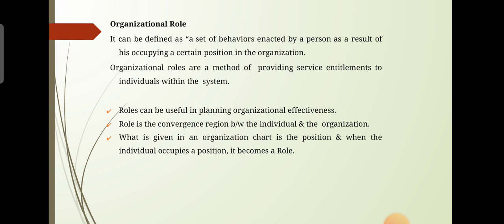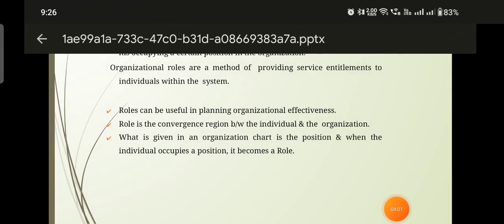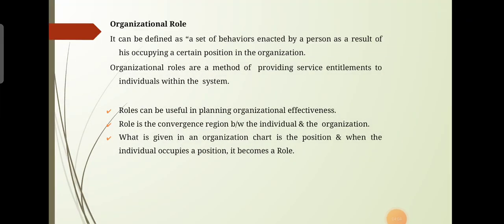Organizational role can be defined as a set of behaviors enacted by a person as a result of his occupying a certain position in the organization. It may be based on the position you occupy. Like if you occupy the position of manager, you are going to play that role. If you are occupying the position of CEO, that role. So that is called organizational role. Organizational roles are a method of providing service and entitlements to individuals within the system. And role can be useful in planning organizational effectiveness, and role is the convergence region between the individual and the organization. And what is the importance of this organizational role? Let us see.